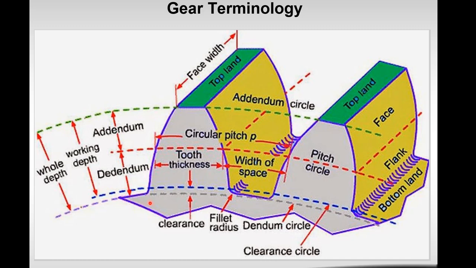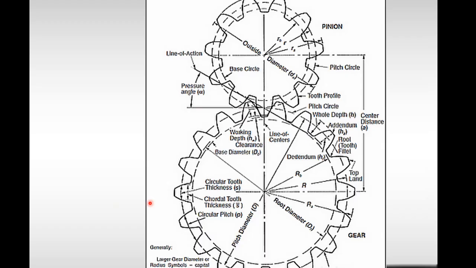The base circle is the circle that is used to generate the envelope curve, and the base circle may be smaller than the dedendum circle, or in this case you can see it's larger than the dedendum circle. And so this part of the gear would just be a straight radial line, and then it would begin to curve with the involute curve right here.